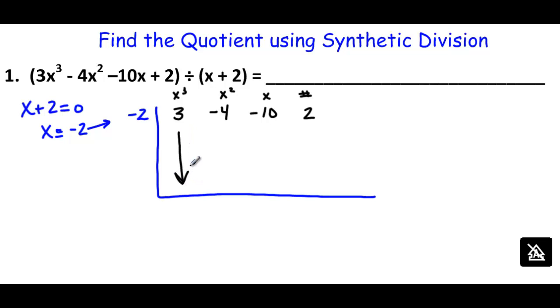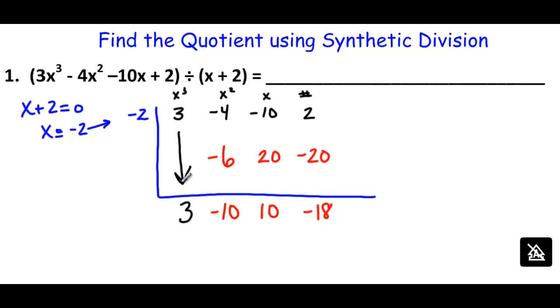We always drop down our first term, so I'm going to drop down the 3. Negative 2 times 3 gives me a negative 6. And now we add. So if I add this, I get a negative 10. Negative 2 times negative 10 gives me a positive 20. I add to get a positive 10. Negative 2 times 10 is a negative 20. I add to get negative 18.